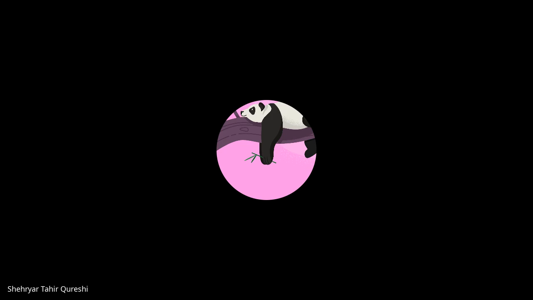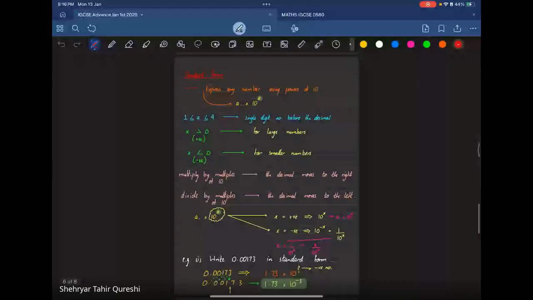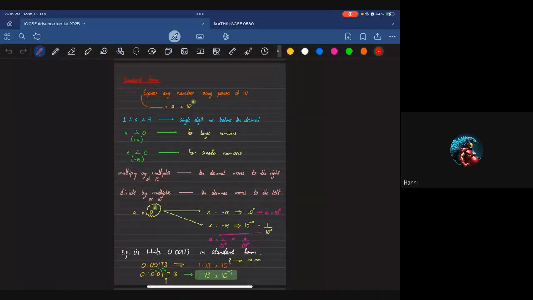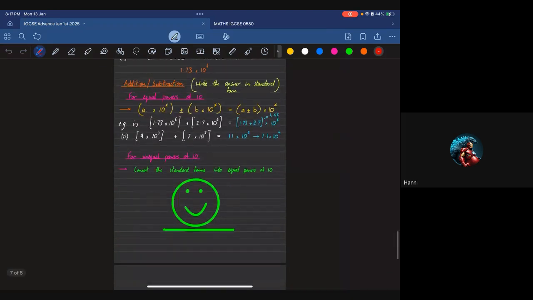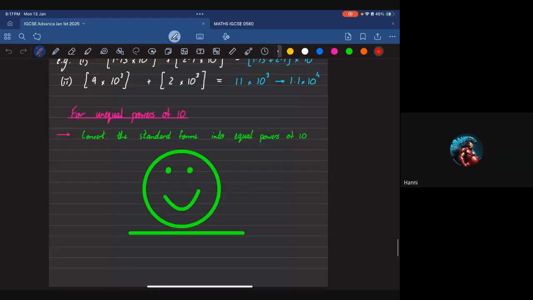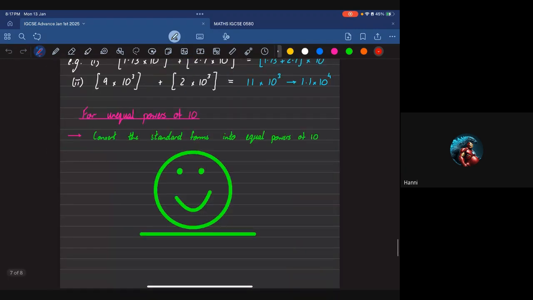Let's begin. So in our last class, we had done standard form. And in standard form, you had to express any number using powers of 10. So we did that. We've covered everything. But this is left. Yes, now I remember. Convert the standard forms into equal powers of 10. Yes, I knew I was forgetting something.